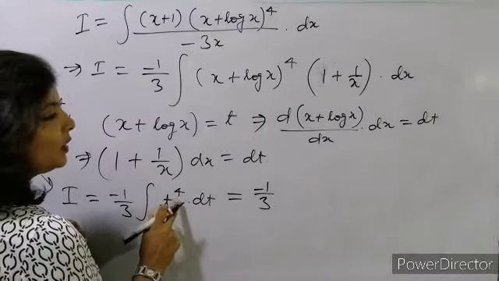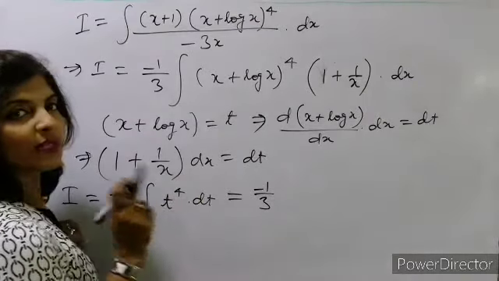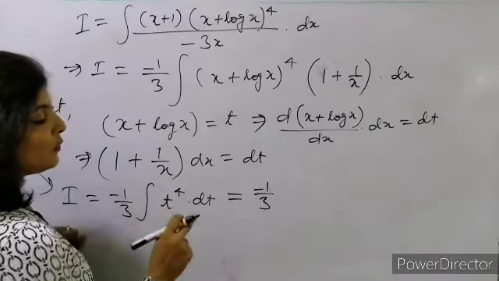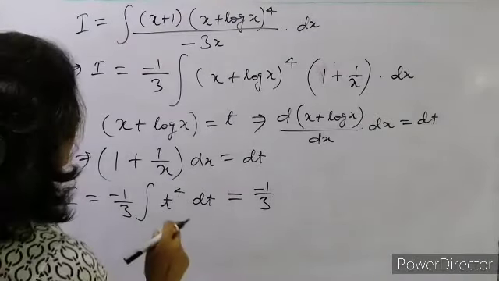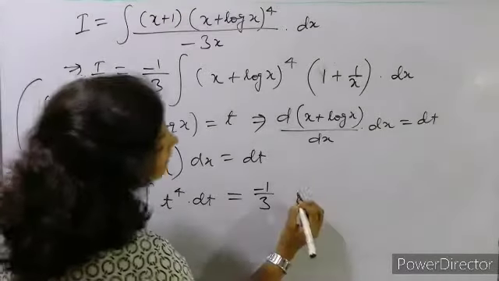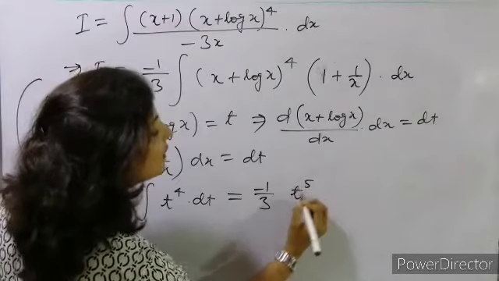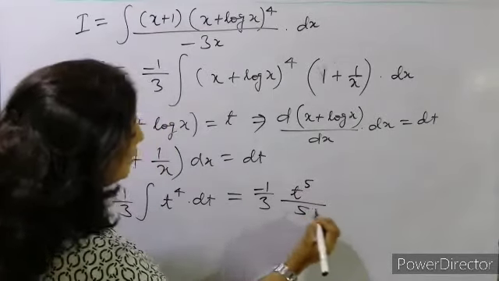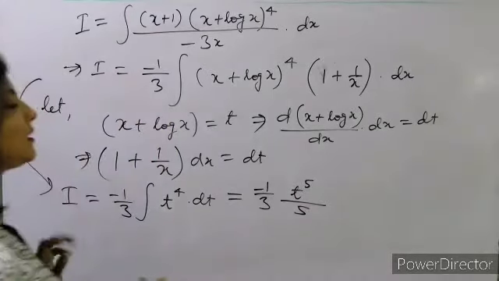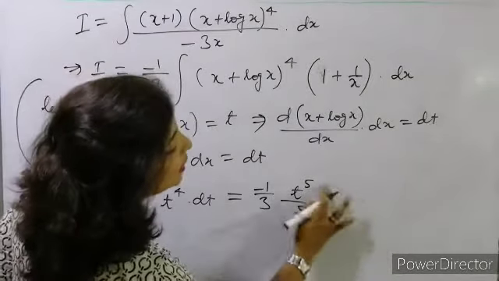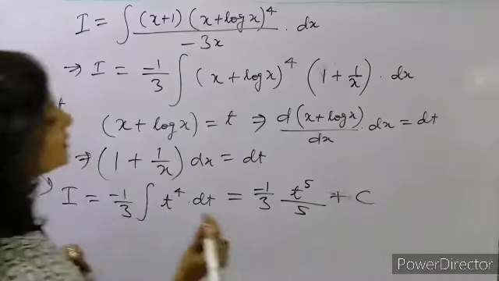After that we have t to the power 4 with respect to t. We have to find the integral of t to the power 4 with respect to t. So what value will we get? We will increase the power of t, that is 4 becomes 5, and divided by 5. So this value we'll get. Now we'll put the value and plus c. Always we have to add one constant.